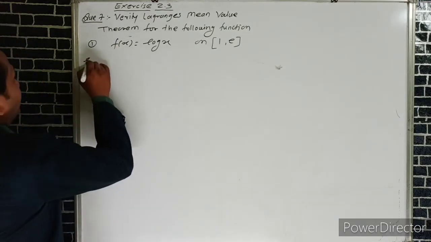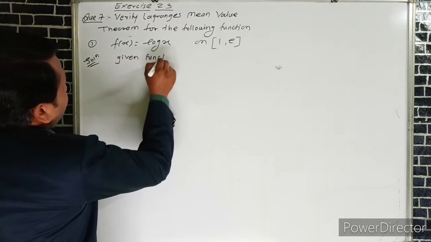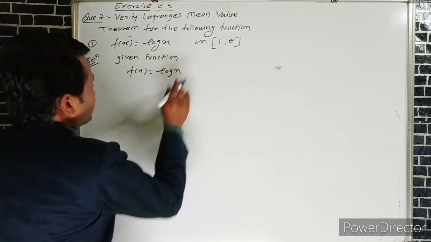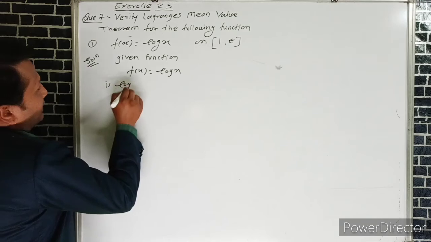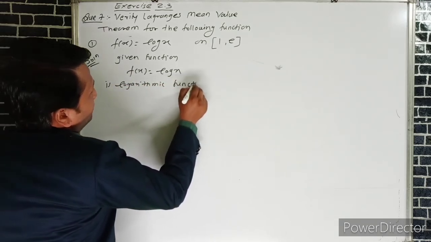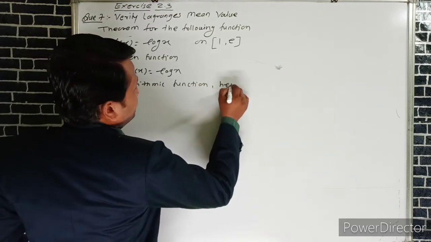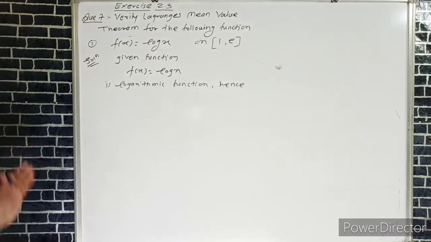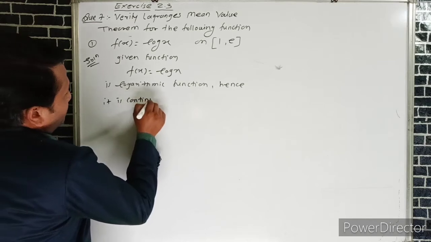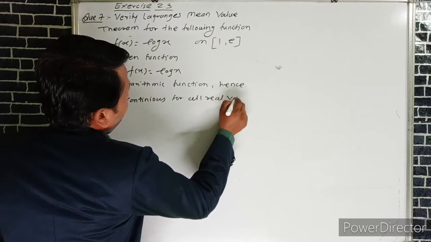So first we take the given function, and the function f of x is equal to log of x, which is a logarithmic function. The given function is in the form of a logarithmic function. Hence, if the function is of logarithmic form, it is continuous for all real values.